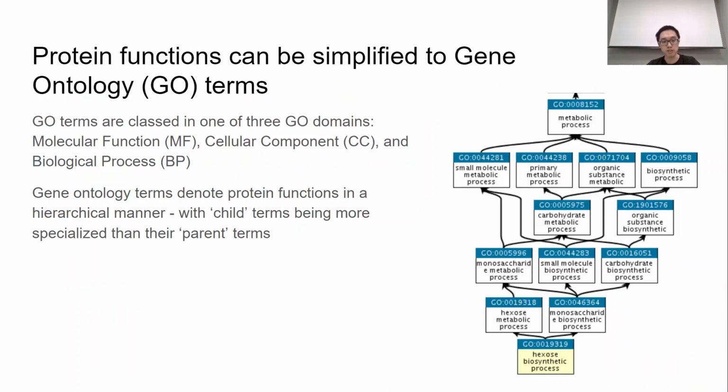One way to represent protein functions is through gene ontologies, where we assign specific terms to a protein based on knowledge that we have about its function. There are three gene ontology domains: molecular function, cellular component, and biological process. We can see here that more specific GO terms, such as hexose biosynthetic process, imply the existence of all parental terms from that GO term for that protein.